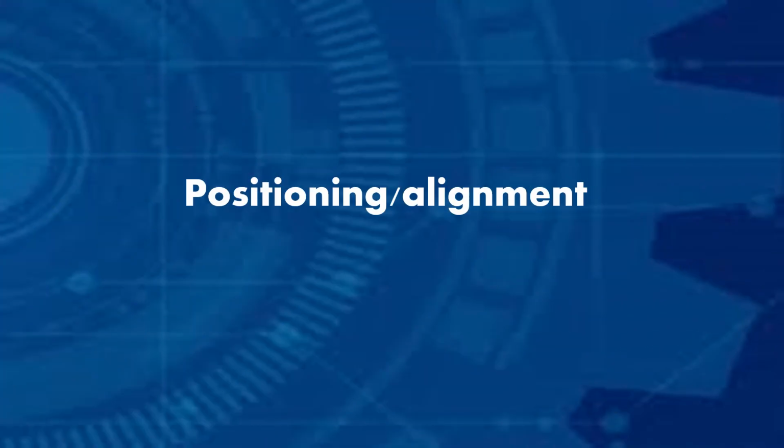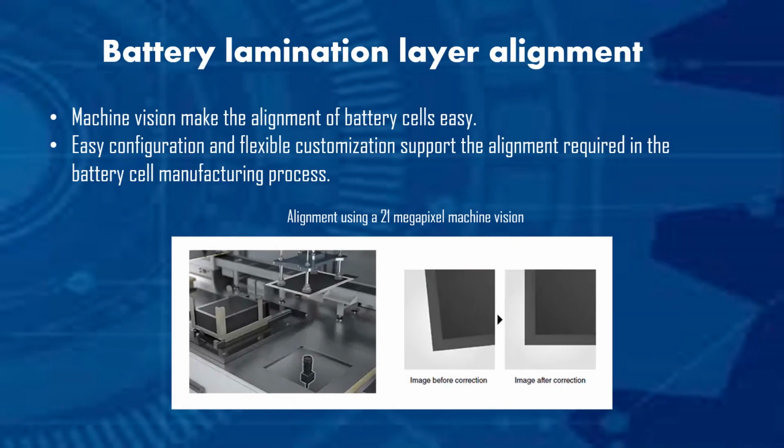Positioning alignment. Under the positioning alignment, we have the battery lamination layer alignment. Machine vision makes the alignment of battery cells easy. Easy configuration and flexible customization support the alignment required in the battery cell manufacturing process.